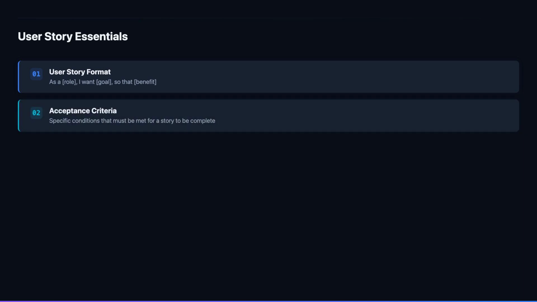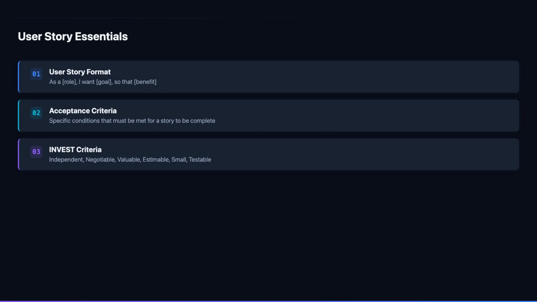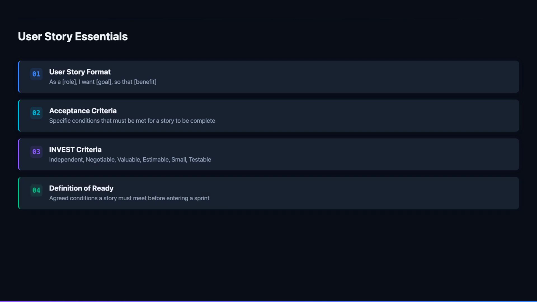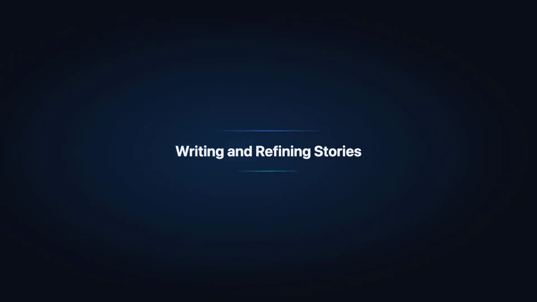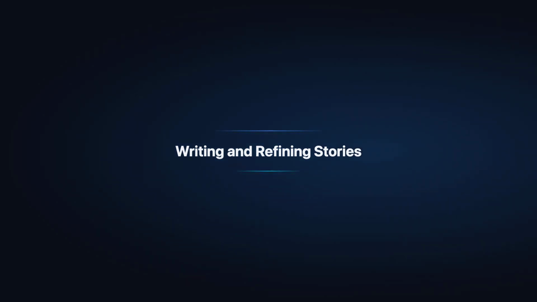Acceptance criteria remove ambiguity by defining exactly what done looks like for every story. The INVEST acronym gives us a quality checklist to evaluate whether a story is ready for development. A clear definition of ready prevents half-baked stories from entering development and causing delays. Now let us explore the techniques that transform basic requirements into well-structured, actionable user stories.